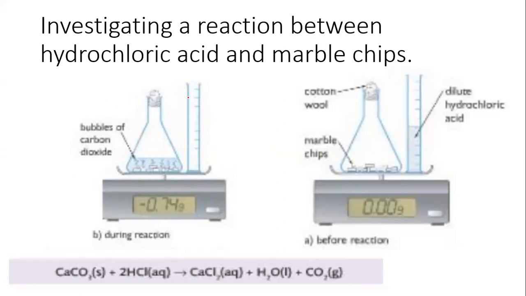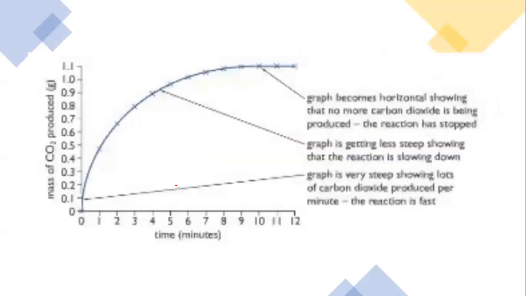After that, we will add our hydrochloric acid to the beaker. We will put a cotton piece at the top, and then we are going to let the reaction happen. As the reaction happens, carbon dioxide gas is going to be produced and the mass is going to start to decrease.